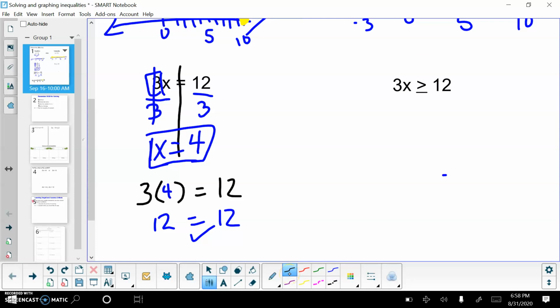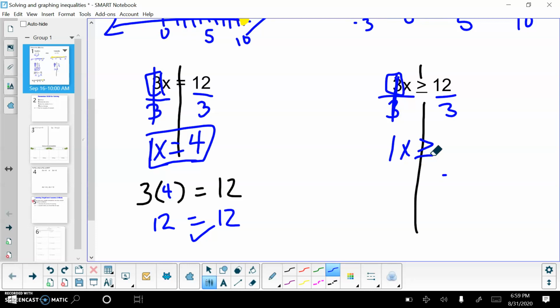Whereas on this next one, it's basically the same thing, except now we've got an inequality, but you solve it the same way. Still have to get rid of the 3. You still have to use opposites, so it's division. 3 divided by 3 is still 1 with the x. In this particular instance, we're going to bring down the sign. You don't always do that, but right now that's what we're going to do. And then 12 divided by 3 is 4.